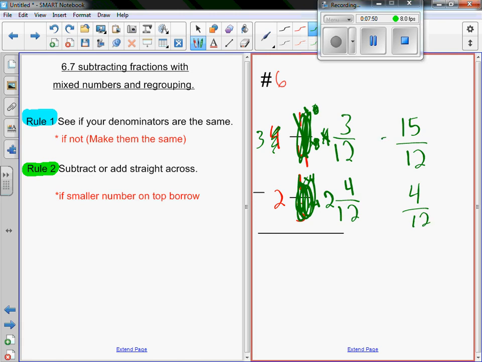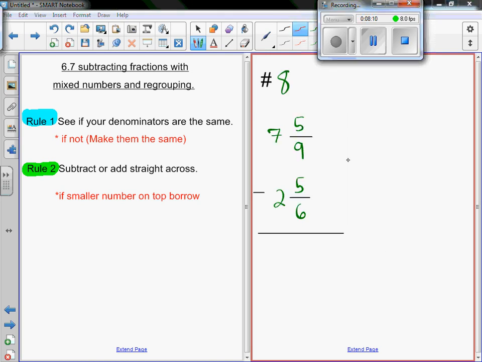Instead of a 4, now I have a 3 because I borrowed from there, and I still have my 2 over here. Now I just can go straight across. 15 minus 4 is 11, and 3 minus 2 is 1. And 11 twelfths is already in lowest terms, so that's my answer for number 6. Alright, we're only doing the evens.